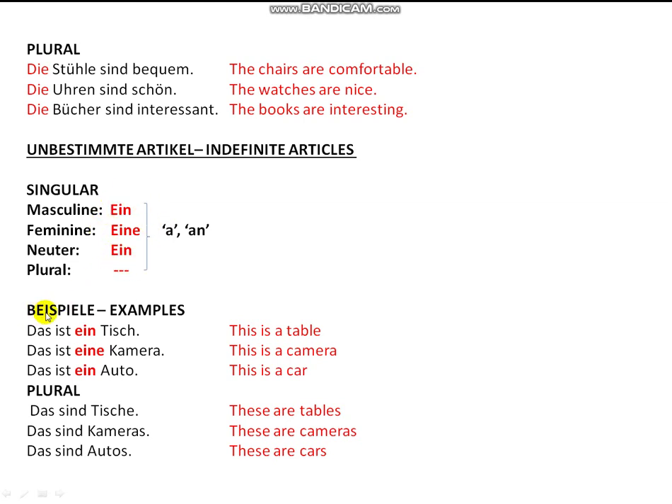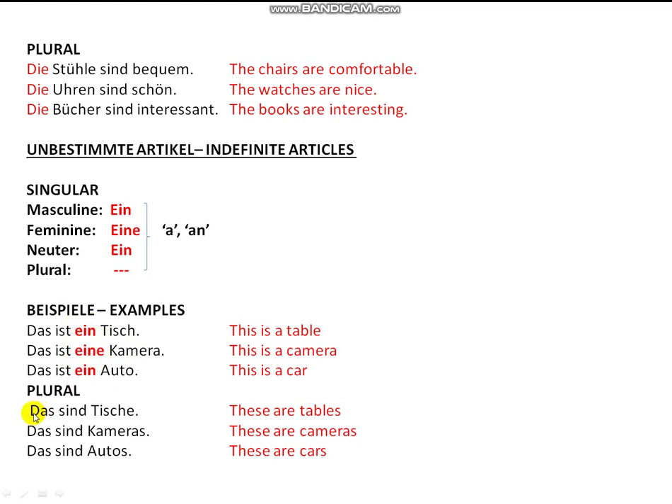So let's go to examples, Beispiele. Das ist ein Tisch. This is a table. Das ist eine Kamera. This is a camera. Das ist ein Auto. This is a car. So you'll see the difference here. Ein is because Tisch, table in German, is masculine. Eine because Kamera is feminine in German. Ein because Auto is neuter. You can see ein for neuter and masculine in nominative case share the same article.